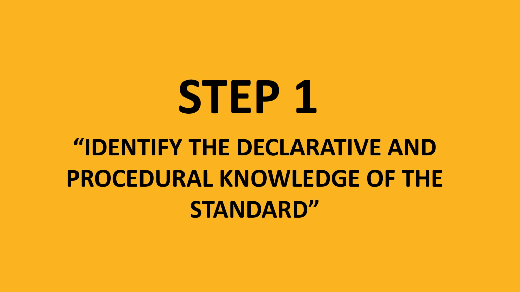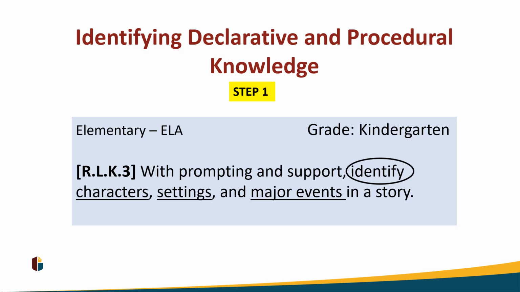Step 1 is identifying the declarative and procedural knowledge of the standard. We're going to review this for a moment. As Sandra stated previously, you want to make sure that you are unpacking the standard and identifying the declarative and procedural knowledge of the standard. Take a look at the standard. This is the kindergarten ELA standard. The word identify is the procedure, or the how. The characters, settings, and major events, which is underlined, is the declarative, or the what.